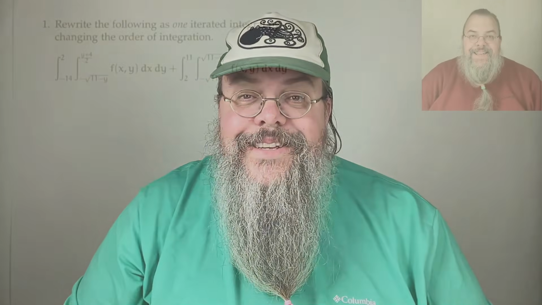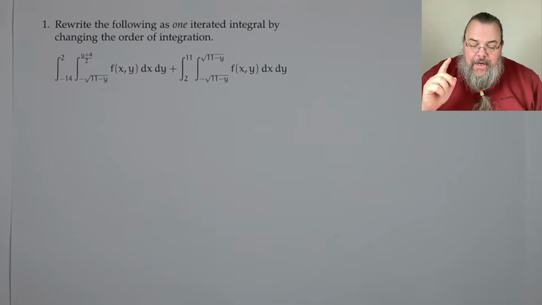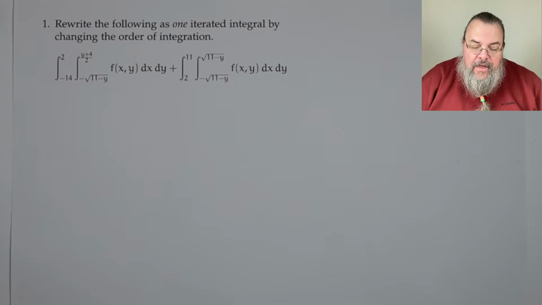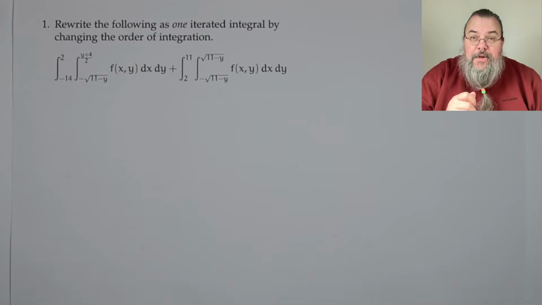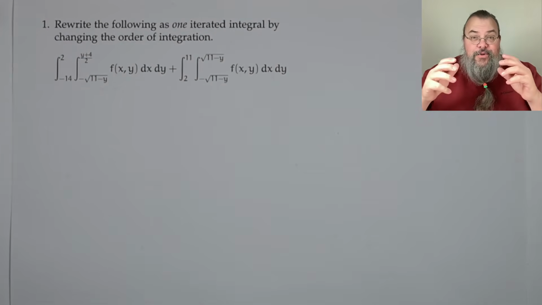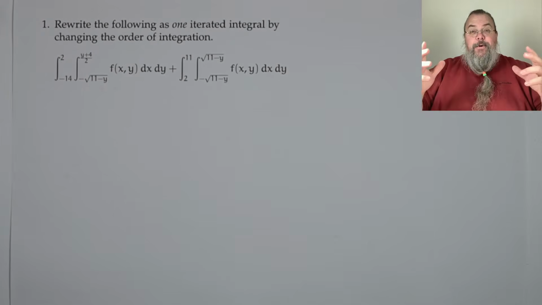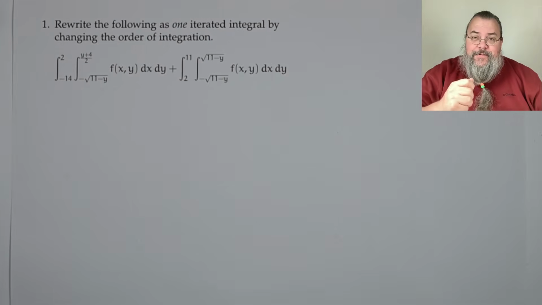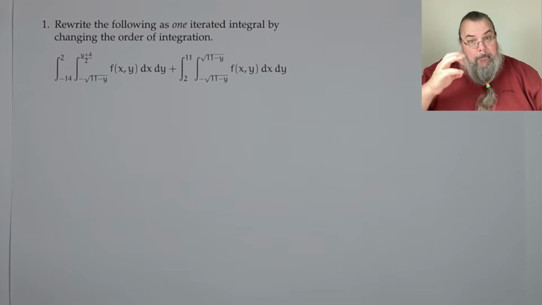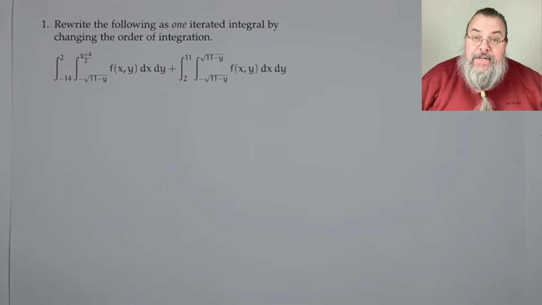Let's get going. Number 1, rewrite the following as one iterated integral by changing the order of integration. So currently we have 2 integrals, and we want to find 1. One integral to rule them all. One integral to find them. One integral to bring them all. And in the light of multivariable calculus, bind them. Right? Yep, exactly. That's what we're going to do.